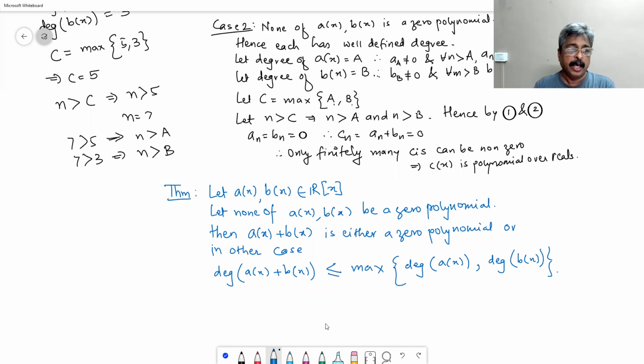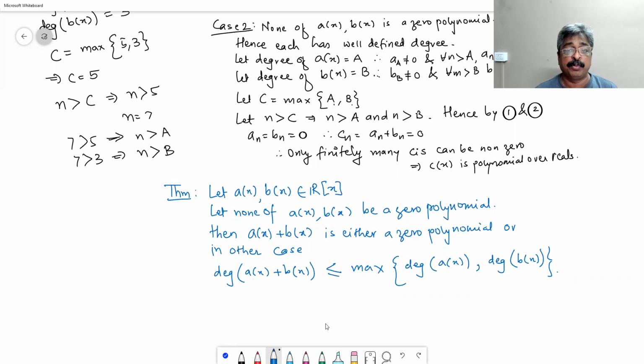Let a of x and b of x be polynomials over real. Let none of them be the zero polynomial. Then the new polynomial a of x plus b of x is either a zero polynomial, or in the other case the degree of a of x plus b of x polynomial will be less than or equal to the maximum of degree of a of x comma degree of b of x. Have you understood this statement? Then I think it is easy to write the proof.